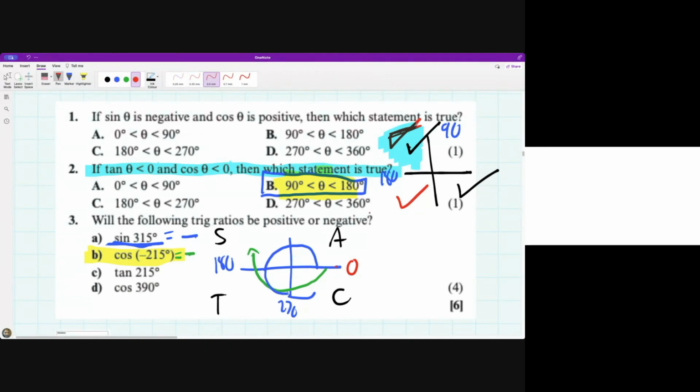Let's try one more thing, because I want to test your knowledge. What if I said to you, what is the following? The tan of minus 120. Is that positive or negative? Is that going to end up being positive or negative?